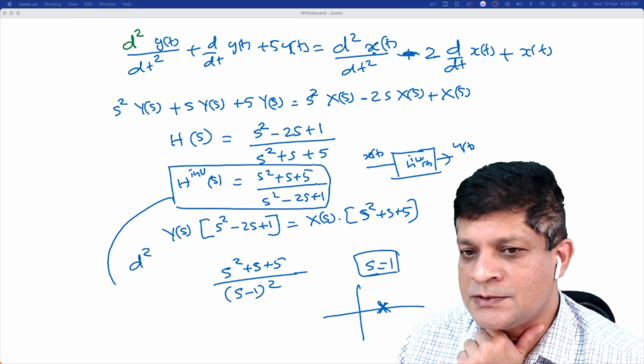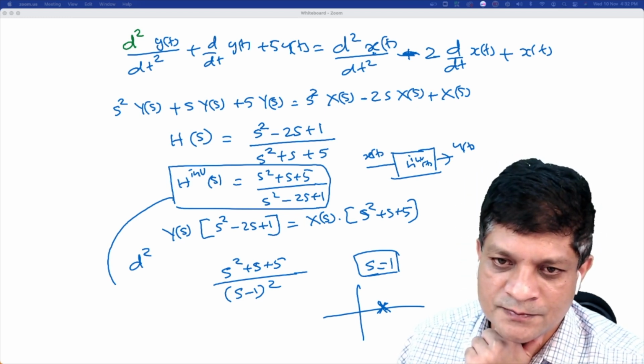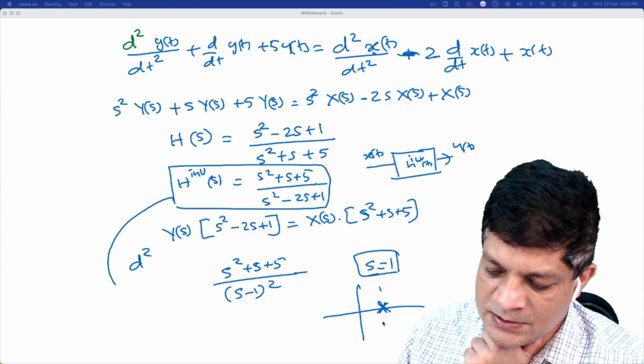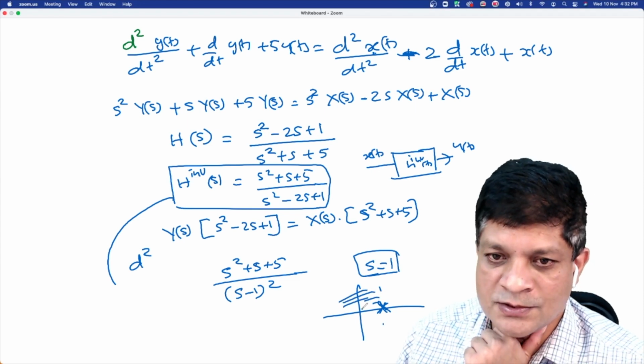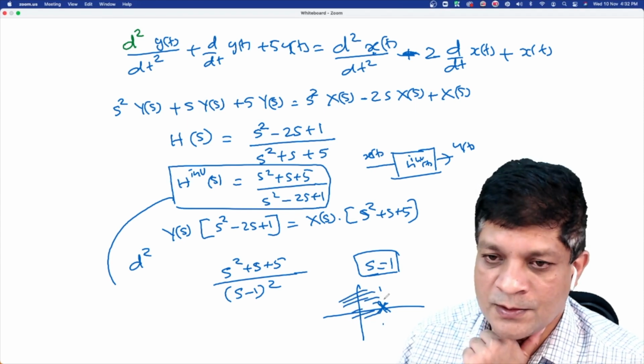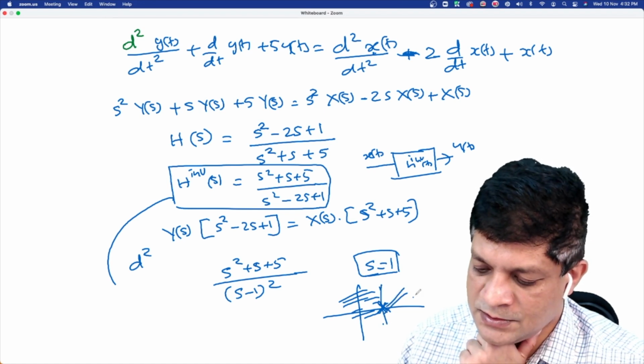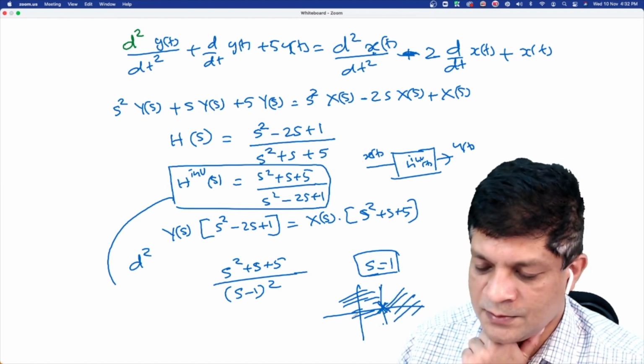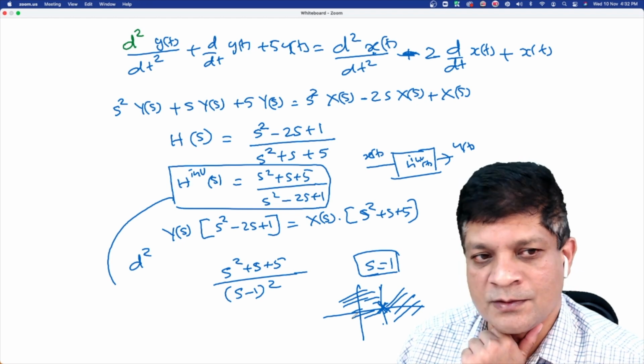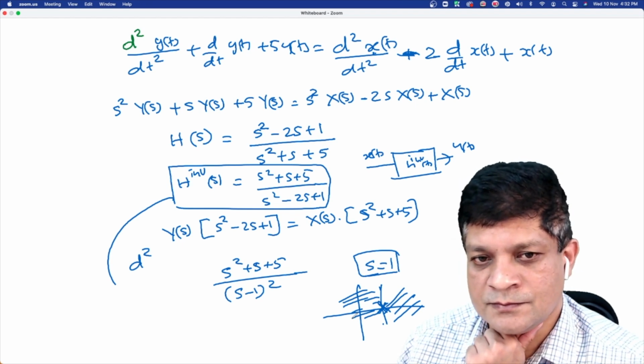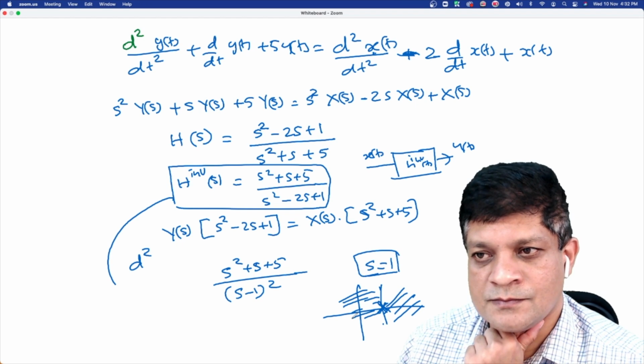If it is a stable system, it cannot be causal. If it is a stable system, this will be the ROC, isn't it? It cannot be causal. And if it is causal, this is the ROC. It cannot be stable. So it cannot be causal and stable. Okay, sir. Okay.